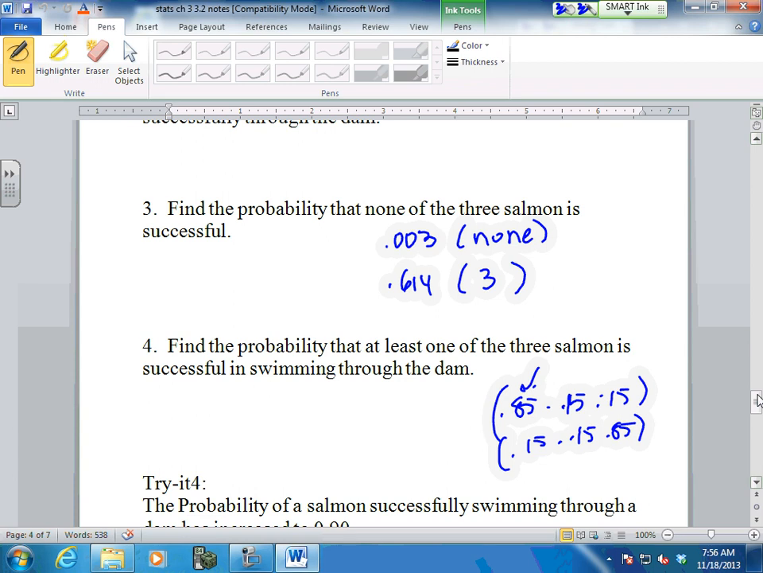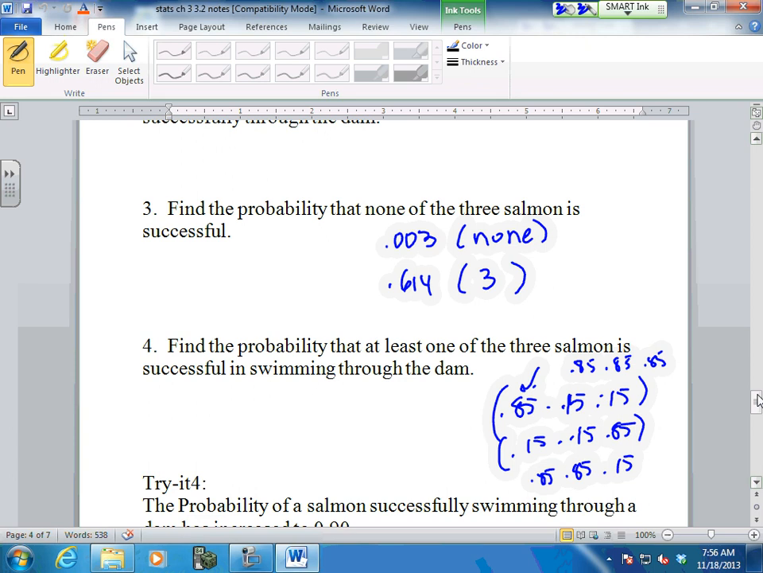But this tells me my first one got through. This tells me my third one got through. So can I be here for a while? And it says at least. So can I also have 0.85 times 0.85 times 0.15? Can I also have 0.85 times 0.85 times 0.85?